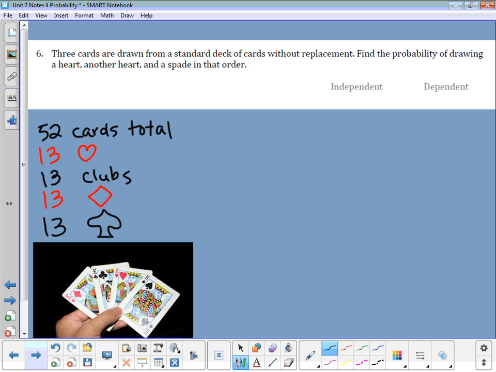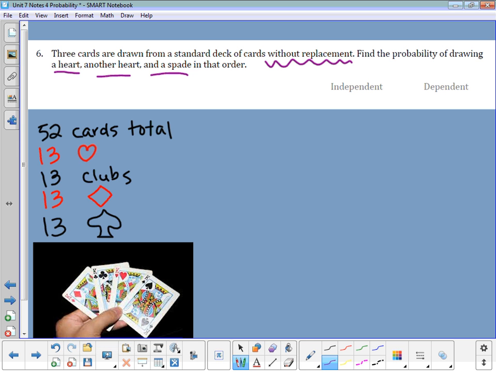All right, so that's the standard deck of cards that we're working with, just in case you are not familiar with that. Now, key phrase in this question, without replacement, meaning I'm pulling out a card and I'm not putting it back. So I'm trying to draw a heart, another heart, and a spade in that order.